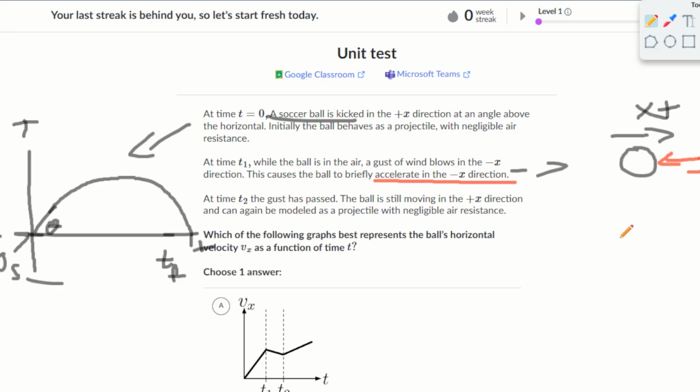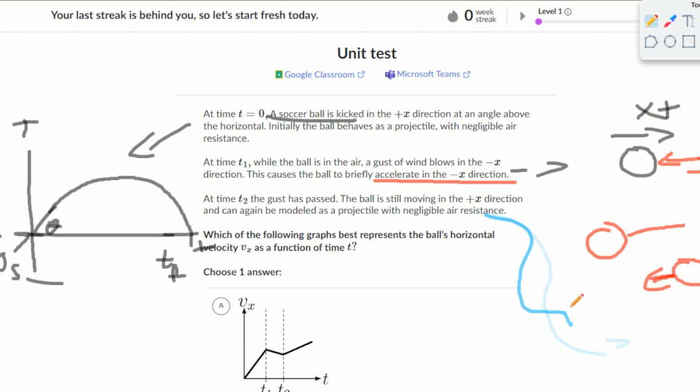So that means the ball is going this way, right? It's going through the trajectory right here of the parabola that we know of. And while it's going that way, this gust of wind causes it to decelerate and accelerate in the negative direction. So it causes velocity to be negative. So it starts to slow down. And then here it says at time t2, the gust has passed. The ball is still moving in the positive x direction and can again be modeled as a projectile with negligible air resistance. So now this part of the question right here, this part, let me do a better color.